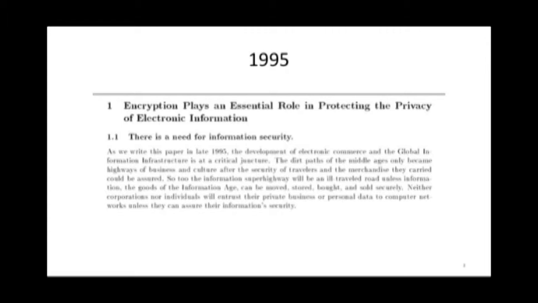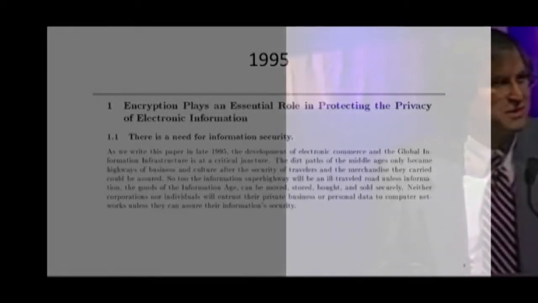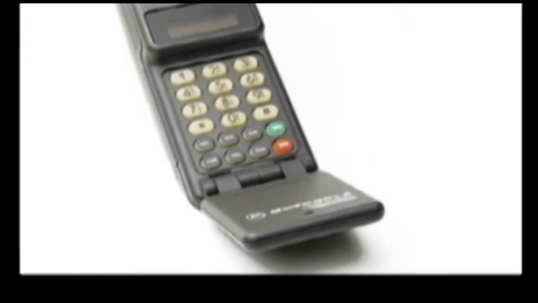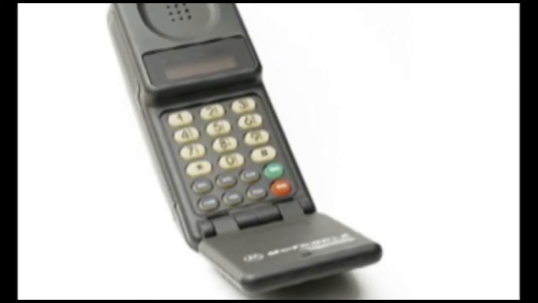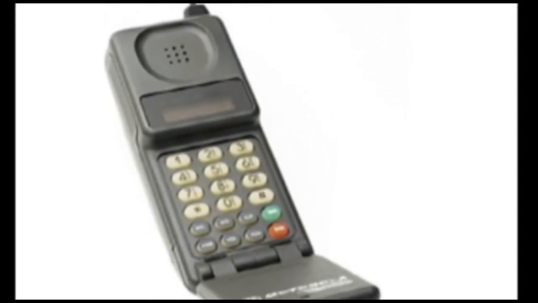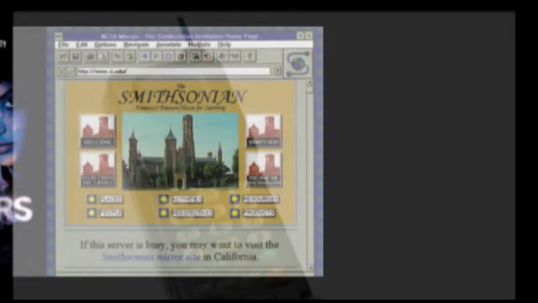Encryption plays an essential role in protecting the privacy of electronic information. There is a need for information security. As we write this paper in late 1995, the development of electronic commerce and the global information infrastructure is at a critical juncture. The dirt paths of the Middle Ages only became highways of business and culture after the security of travelers and the merchandise they carried could be assured.